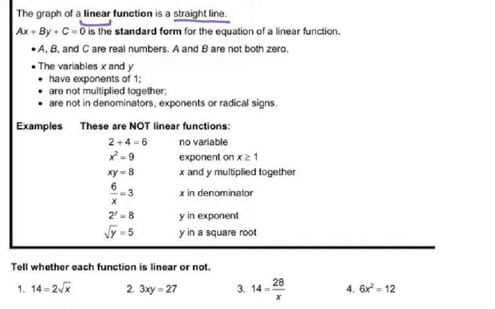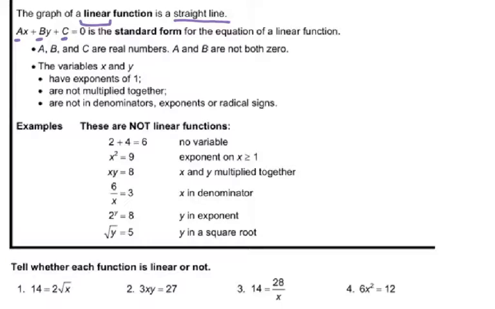Now, the standard form for a linear function is ax, where a is a number. I want to make that very clear. A is a number, and x is the variable, plus by, b is a number, y is a variable, plus c. So those capital letters are actually numbers. You would just put them in. So a, b, and c are real numbers. A and b cannot both be 0. If they are both 0, then it's not a linear function because you don't have anything in front of it for the slope.